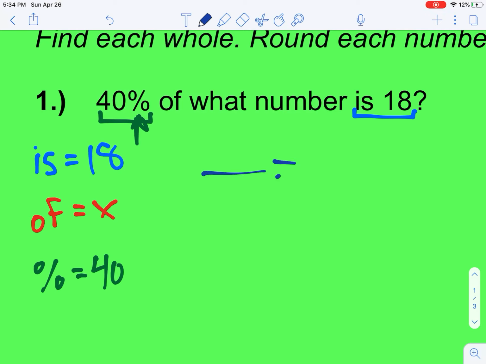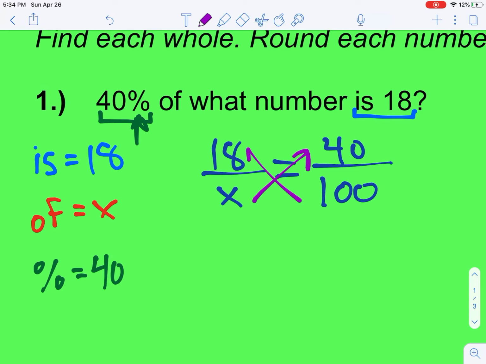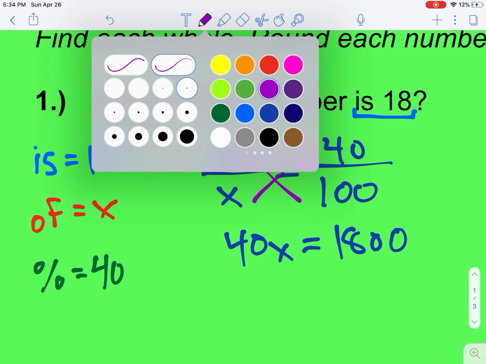Now I can set up my proportion starting off with 100 in the bottom right-hand corner, and remember the percent always goes above 100, which in this case is 40. The is is going to go on the top, which is 18, and the of goes on the bottom, which is x. Now I can cross multiply. x times 40 is 40x, and 18 times 100 is 1,800.